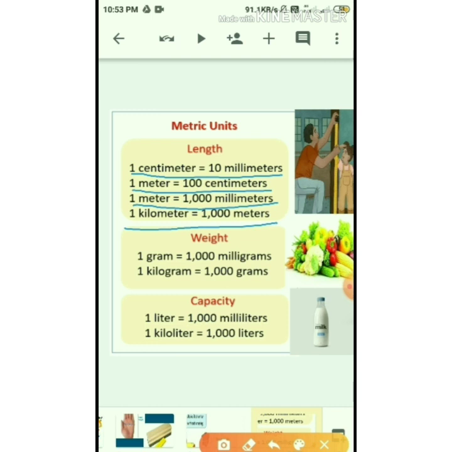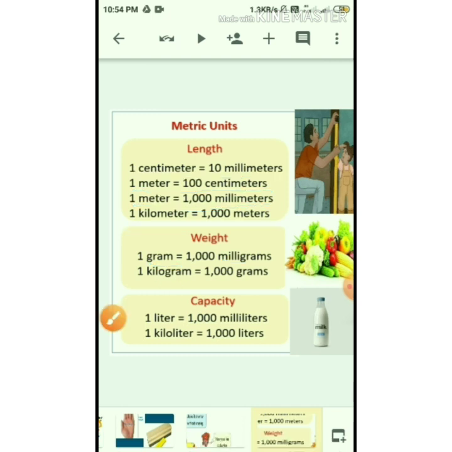Now second one is weight. We measure weight in gram, milligram or kilogram. Okay, like we buy vegetables, rice, wheat, fruits, all these things in gram and kilogram. Now the conversion is we are converting gram into milligram. 1 gram is equal to 1000 milligrams. 1 kilogram is equal to 1000 grams.